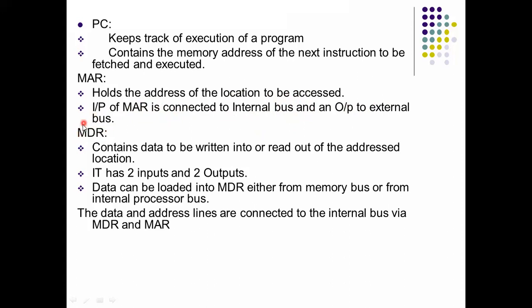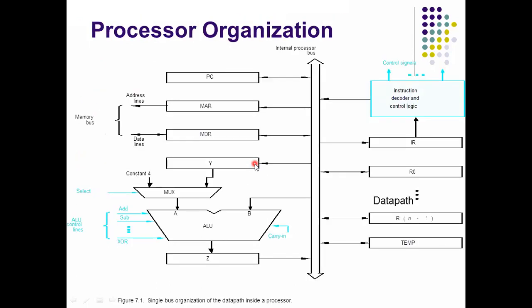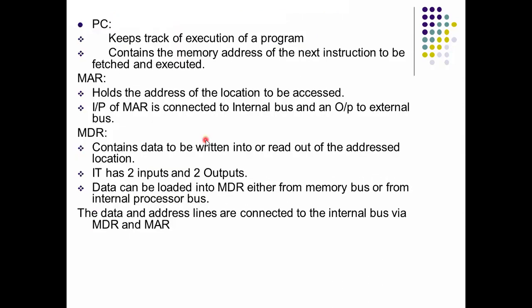Next, MDR, the memory data register, contains data to be written into or read out of the addressed location. It has two inputs and two outputs. That's why the memory data register is placed as bidirectional.